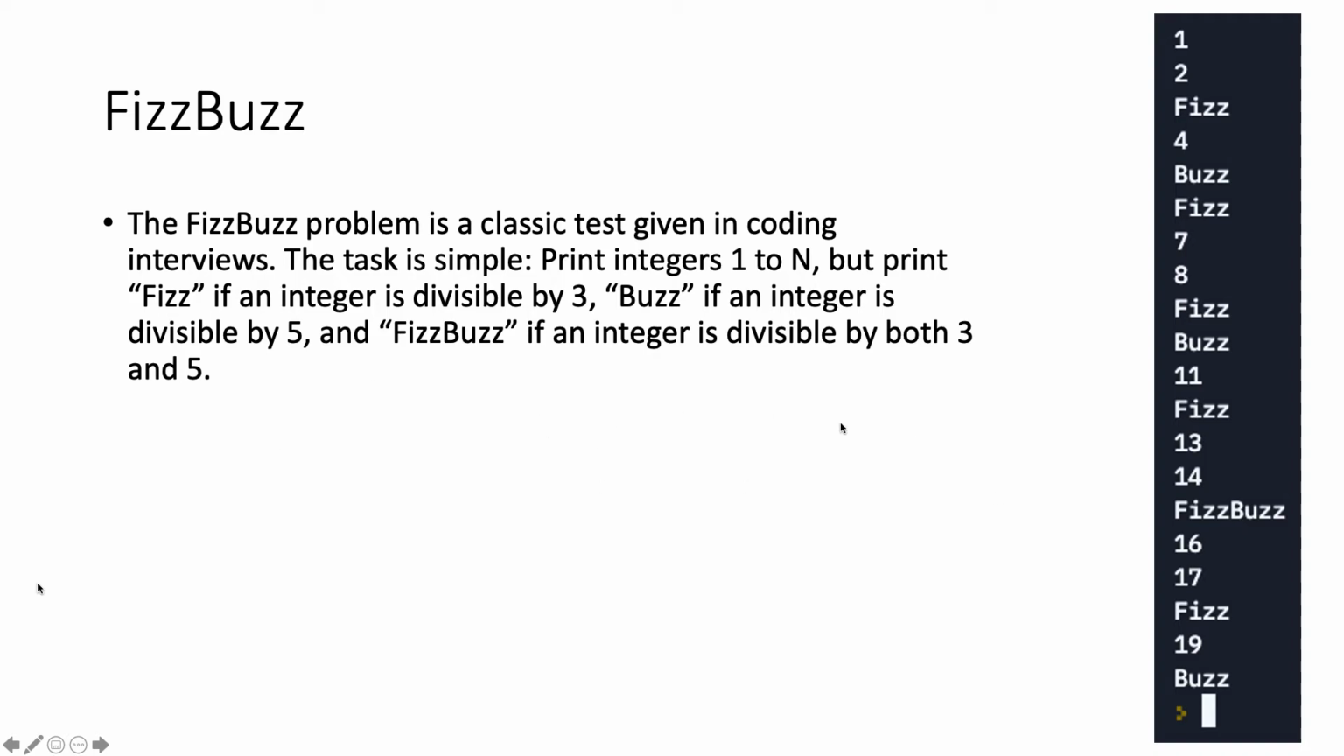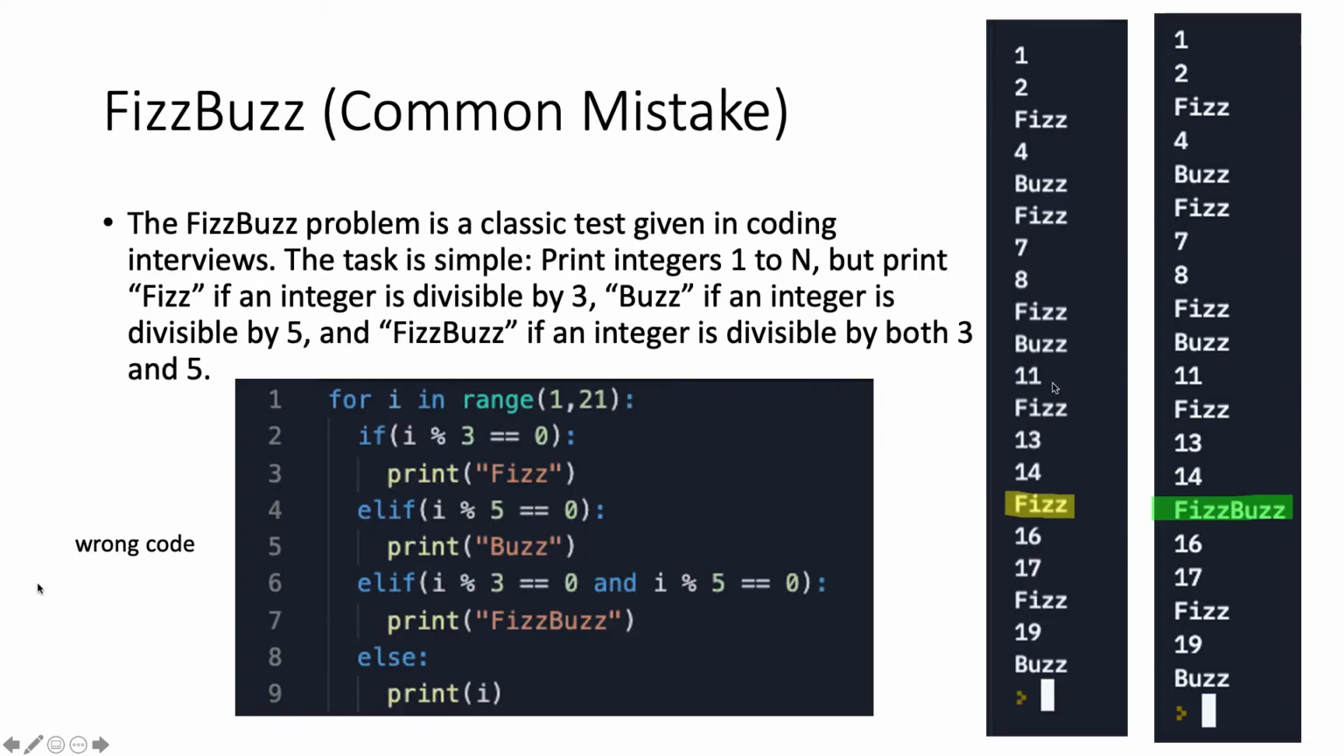So this seems simple enough with for loops and if else statements, but is there a trick, right? Actually, yes. I invite you to try yourself first, but there is a common mistake, which is that some people might write, according to the description here, a for loop, right, ranging from 1 to 21.